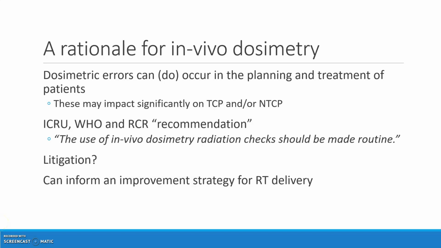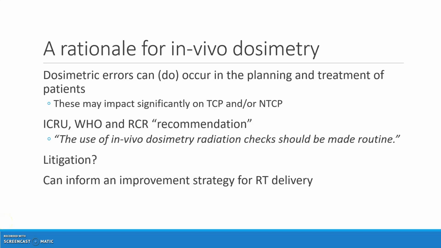So why do we need to do it? Well, the first thing that we need to be absolutely clear on is that dosimetric errors can and do occur in the planning and treatment of patients. We know that in an ideal world, the dose that we plan is the dose that should be delivered to patients. But what we'll see on the next slide is that there are lots of stages in the radiotherapy pathway where these errors can occur. And so we need to ensure that these aren't at a point that they might begin to significantly impact on tumour control probability or normal tissue complication probability.